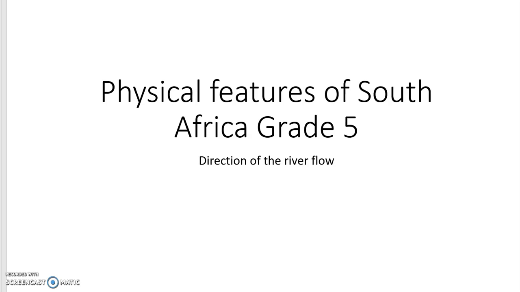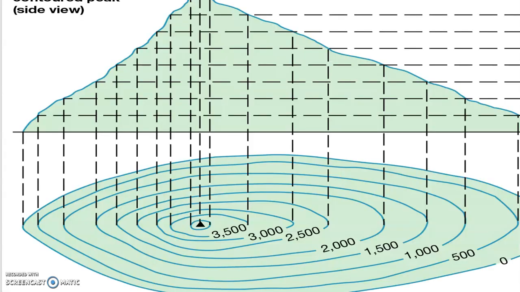Contour lines are lines on a map that join places with the same height above sea level. You will find maps that look like that. Okay, so on a map you have all these lines that have got numbers on them. If you look at the lines that I have on the screen right now, they start from 0 right up to 3,500 meters above sea level.